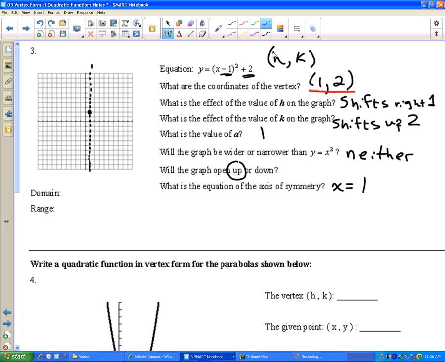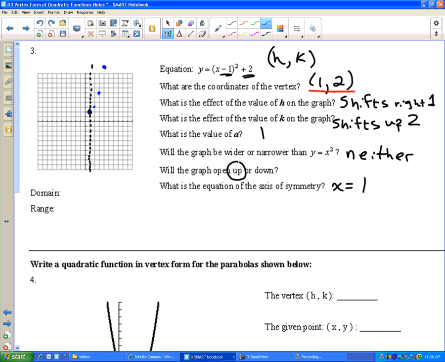I want to start at my vertex, and I'm going to go out 1 and up 1. Then I want to go out 1 and up 1, 2, 3. Then I want to go out 1 and up 1, 2, 3, 4, 5. And that's going to be the right side of my parabola.